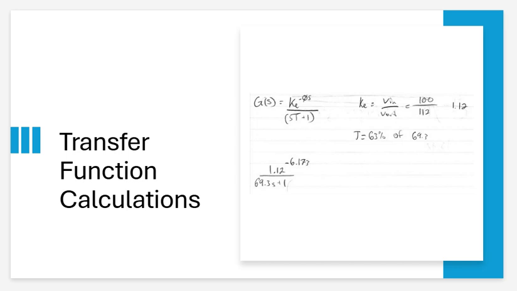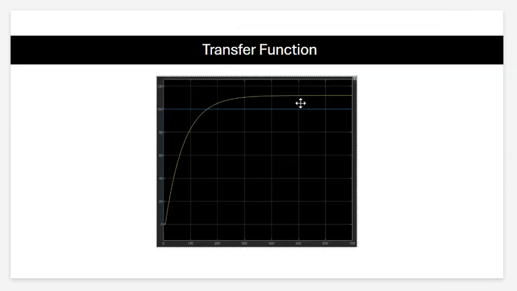Right here is our transfer function calculations. These are the calculations used to estimate the transfer function slope. It took the difference in output values and divided it by the difference in time, giving a slope of approximately 1.119. That slope value is what I plugged into the PID tuning formulas. And this is the transfer function given from that.